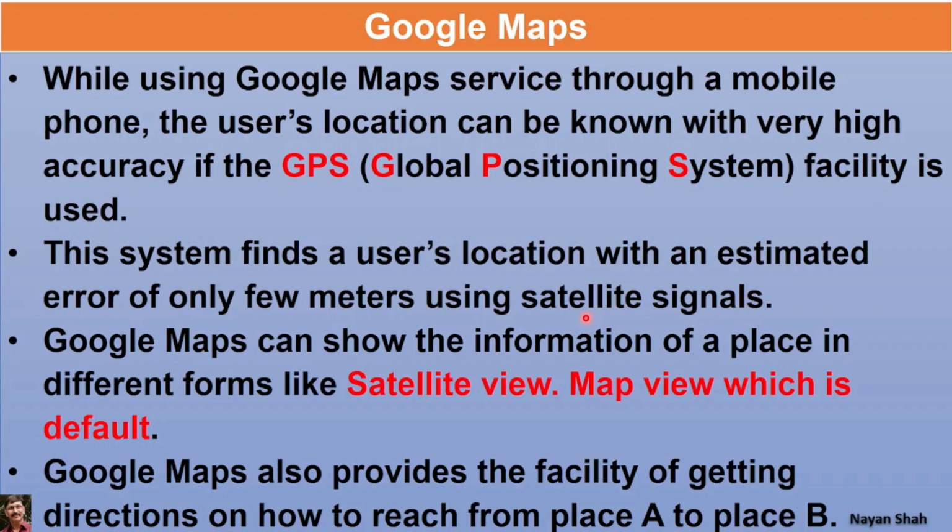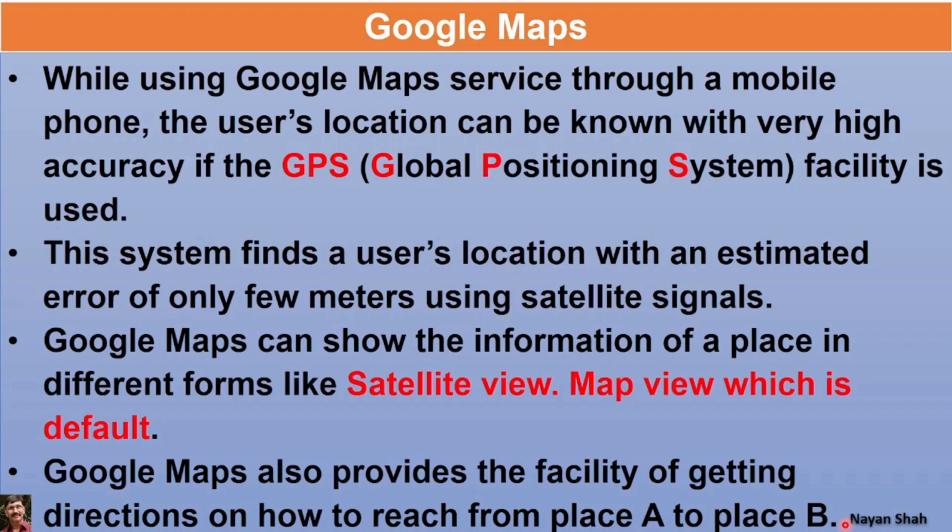So Google Maps can show the information of a place in different forms, like satellite view, map view, and so on. And map view is the default view. So for the board exam, you need to remember this: if asked which of the following views is the default view for GPS or Google Maps, the answer is map view. Google Maps also provides the facility of getting directions on how to reach from place A to place B. I don't need to say anything about this. You know it very well how Google provides it.